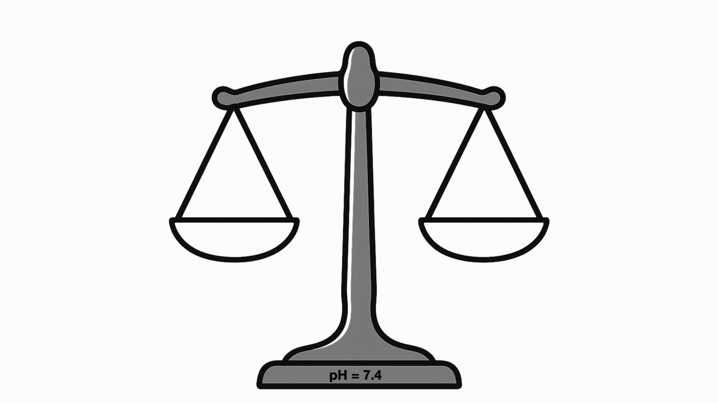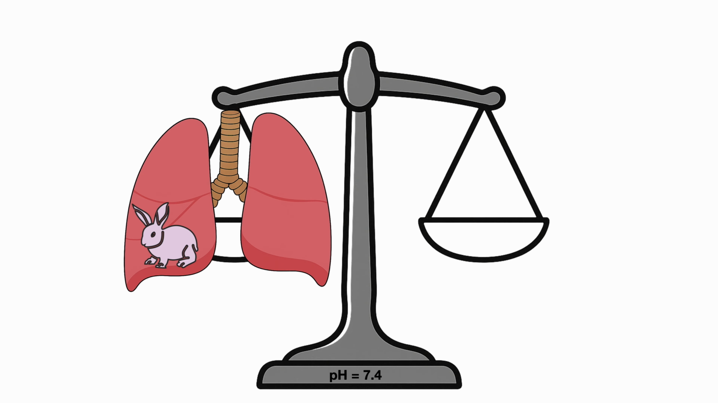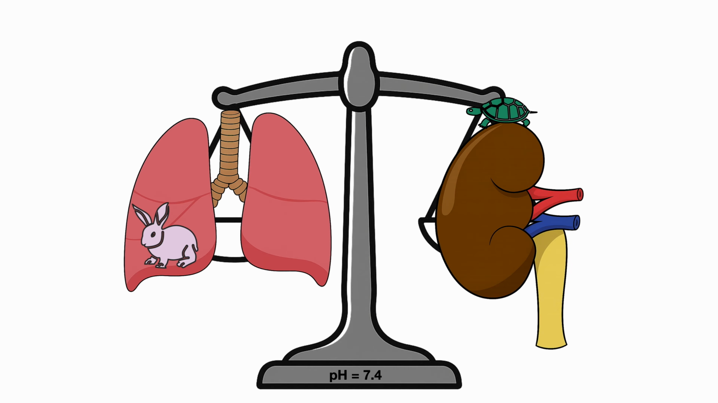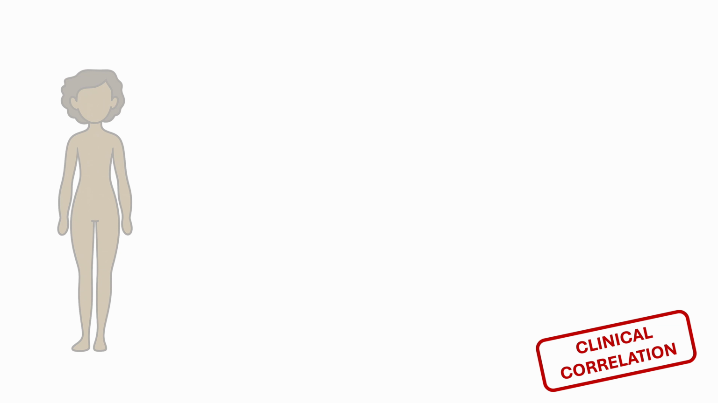Together, the lungs and kidneys work as partners. The lungs provide rapid adjustments by exhaling carbon dioxide, while the kidneys provide the steady, long-term correction, reclaiming and generating new bicarbonate and excreting fixed acids. Without the kidneys' contribution, acid would accumulate, leading to dangerous conditions like metabolic acidosis. Now let's tie in some clinical correlations.